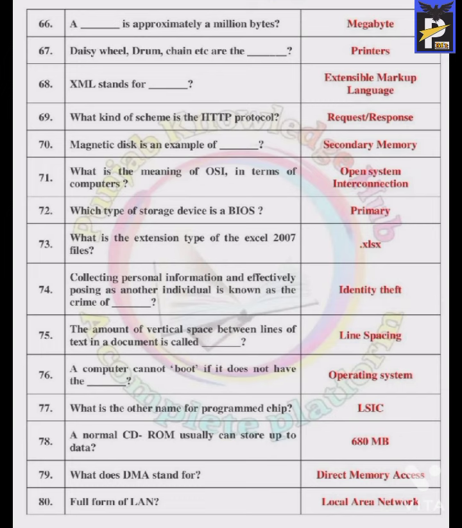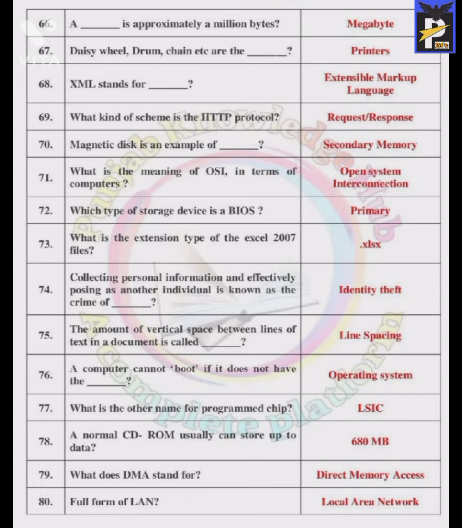Daisy wheel, drum, chain, etc. are the? Printers. XML stands for? Extensible markup language. What kind of scheme is the HTTP protocol? Request response. Magnetic disk is an example of? Secondary memory. What is the meaning of OSI in terms of computers? Open system interconnection. Which type of storage device is a BIOS? Primary.